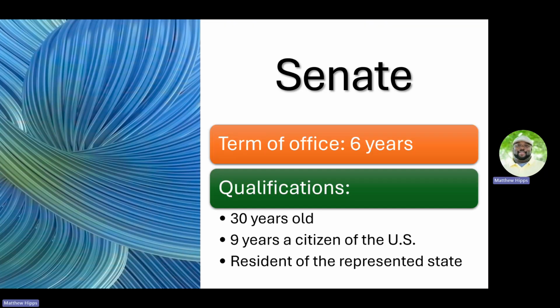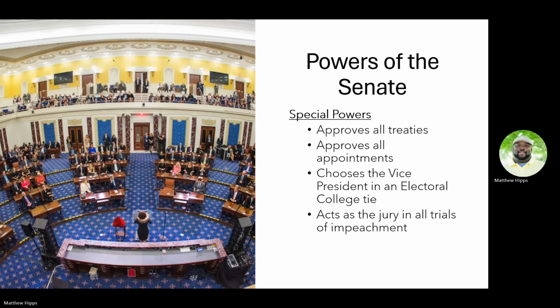All right, moving on to the Senate. The Senate is a bit more formal. They serve 6-year terms, and you have to be at least 30 years old, a citizen of the U.S. for at least 9 years, and a resident of the state that you wish to represent. The Senate is often referred to as the upper chamber of Congress, and the idea is that they provide equal representation for all of the states, regardless of how large population-wise that state is.